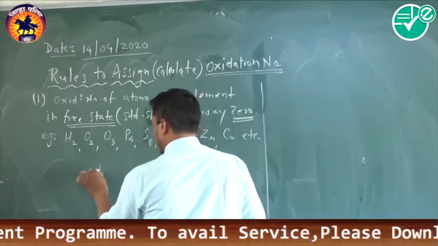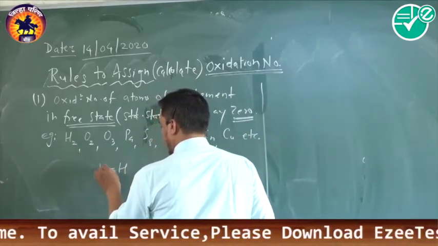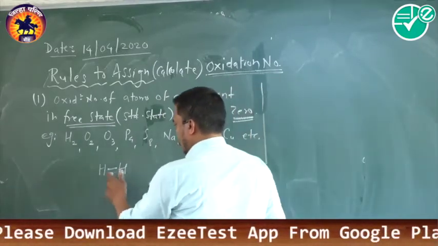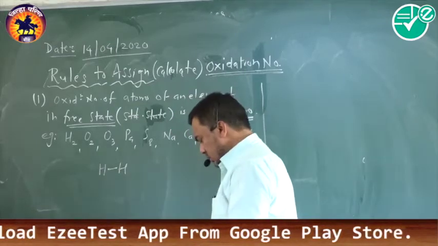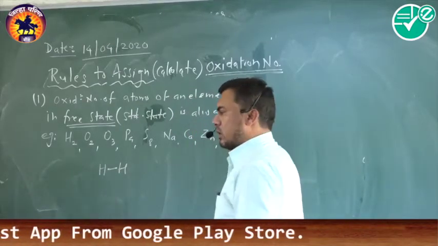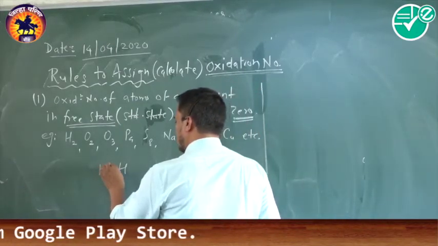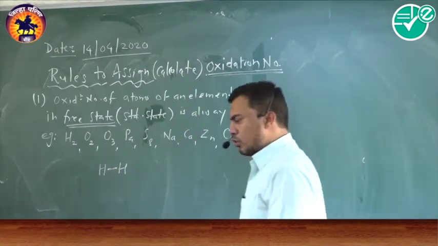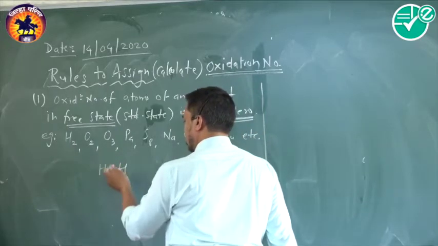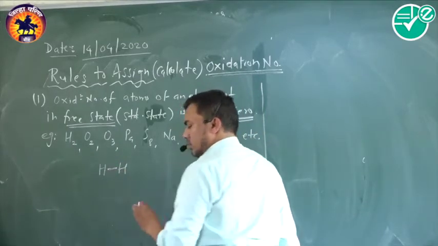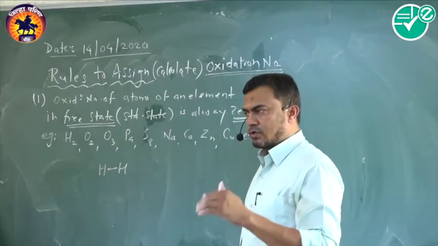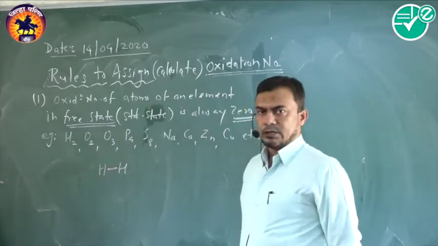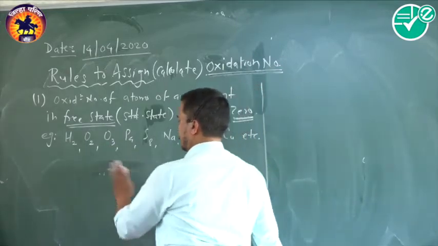Look at, for example, the hydrogen molecule. The hydrogen molecule has one bond between the hydrogens. These two hydrogens share the electrons, and both have the same electronegativity, so there is no charge separation taking place, so the charges cancel and the oxidation state remains 0. Similarly, all other elements have 0 oxidation state.